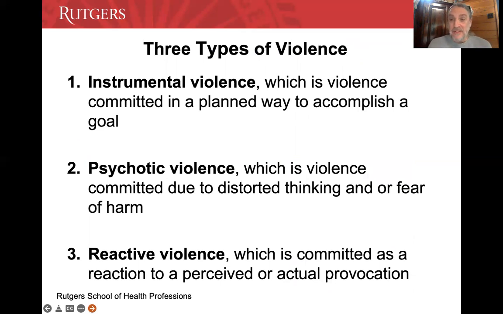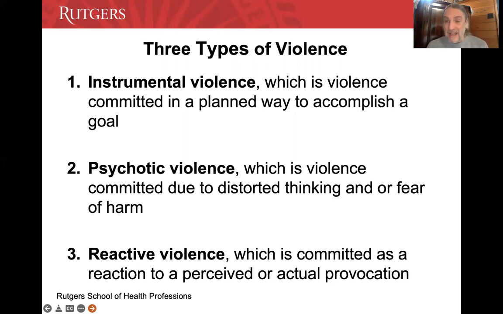So just a word on violence, and this comes out of our work in the hospitals. There are 3 types of violence: instrumental, psychotic, and reactive. Instrumental violence is planned violence, violence with a goal. Psychotic violence is violence that comes right out of the psychotic symptoms. I feel like you're the devil. The devil sent you to come kill me, so I got to get the drop on you first.